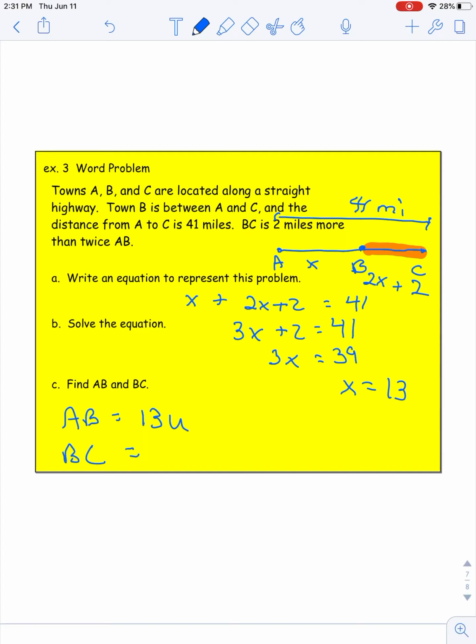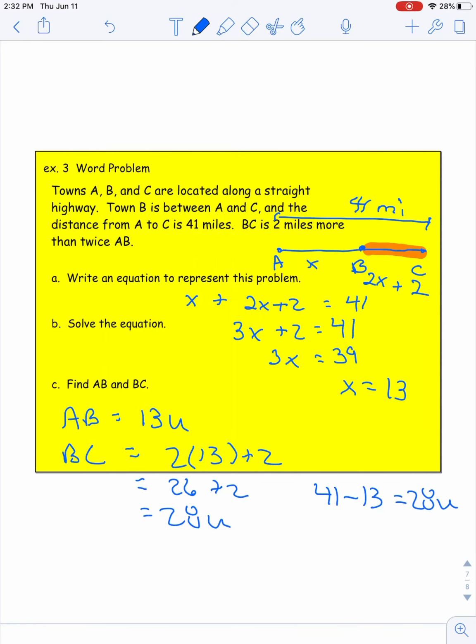And BC, well, I can do one of two things. I can take my 13, because I know that BC is 2 more than twice what AB is, and AB is 13. And that gives me 26 plus 2, which is equal to 28 units. But I could have also really just simplified it. Since I know AC was 41, I could subtract what BC is to get the remaining piece, which is also 28 units.